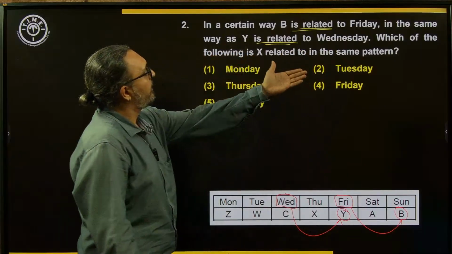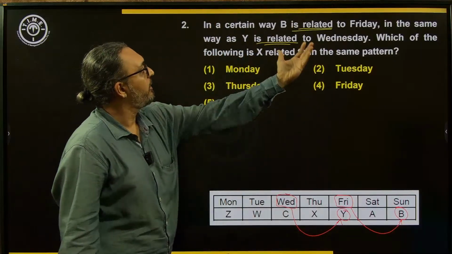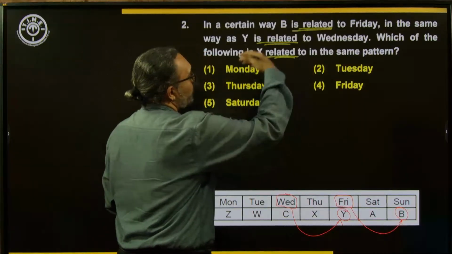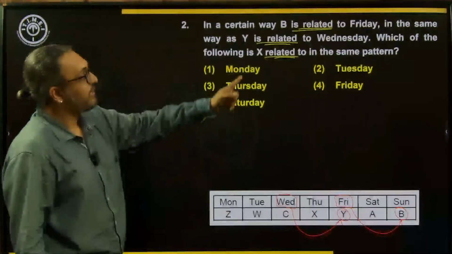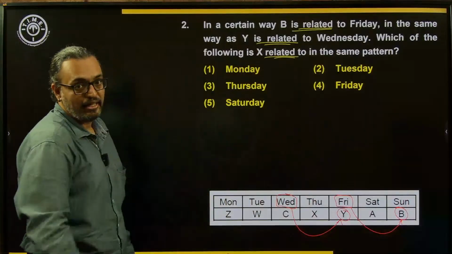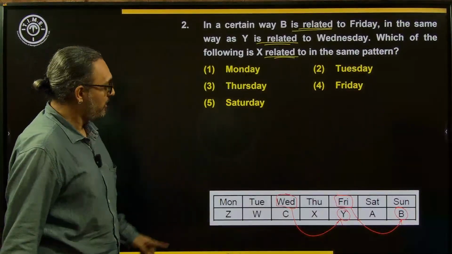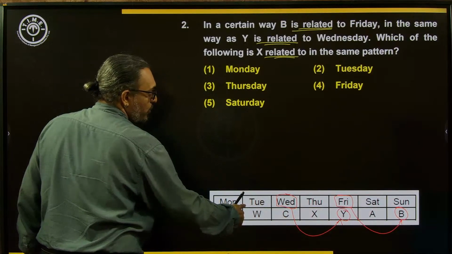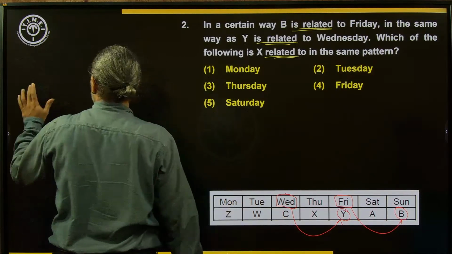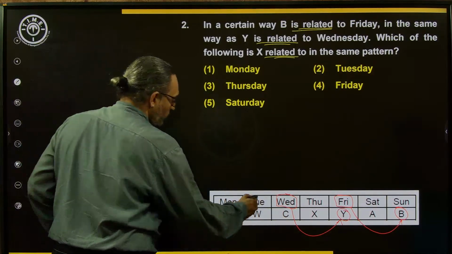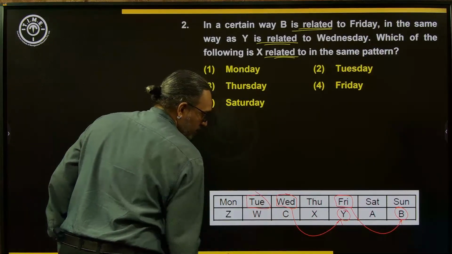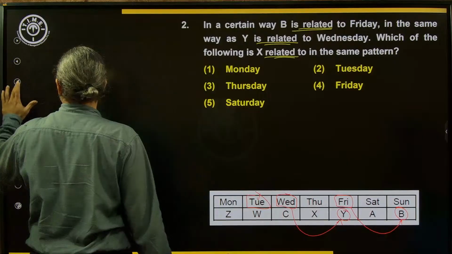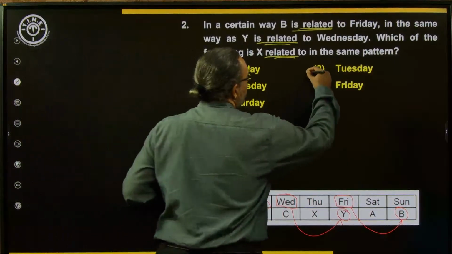So you have an element before related and an element after related. Same way here also, X related to. So that means now I need a day. But what is the relation? The person is after the day with an alternate 1 day gap. So X is here. That means the day that I have to identify is going to be a Tuesday. So Tuesday is what we have as our answer, and that is available in choice 2.